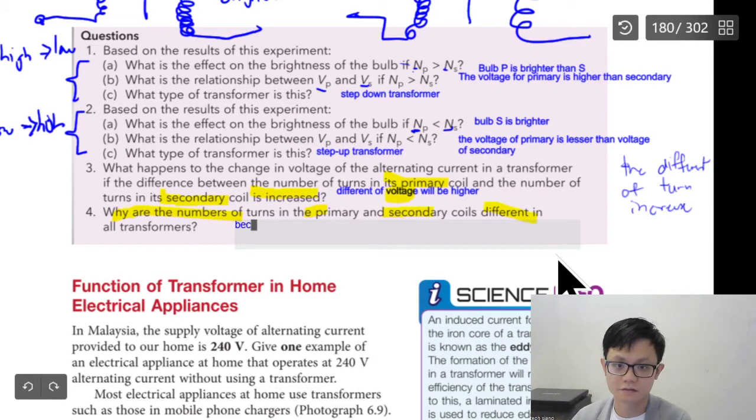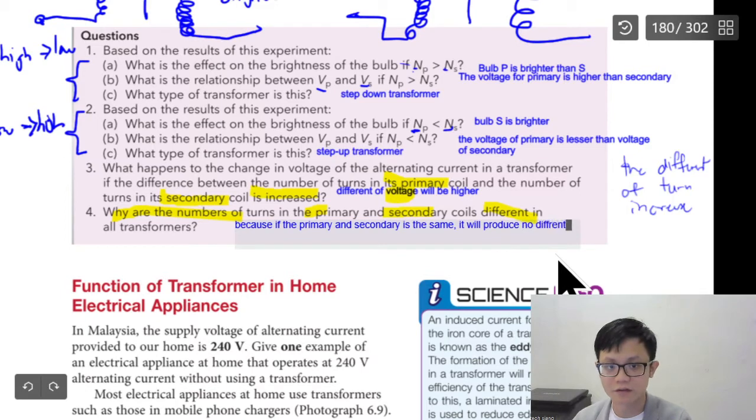Because if the primary and secondary coil is the same, it will produce no difference of voltage. It won't produce difference of voltage.